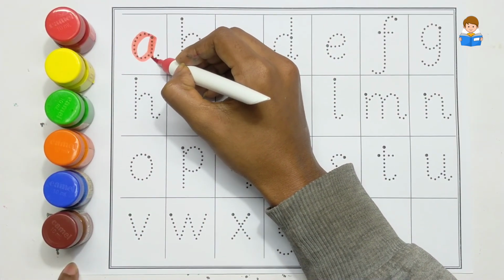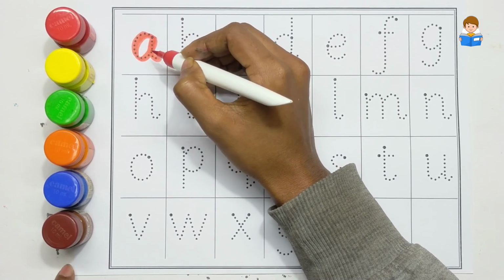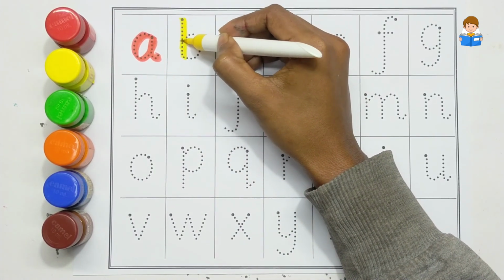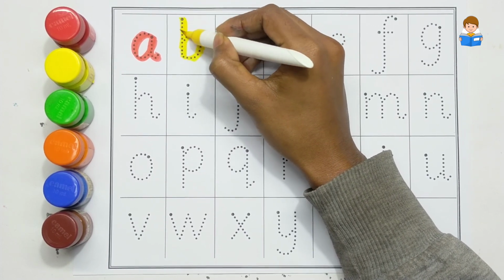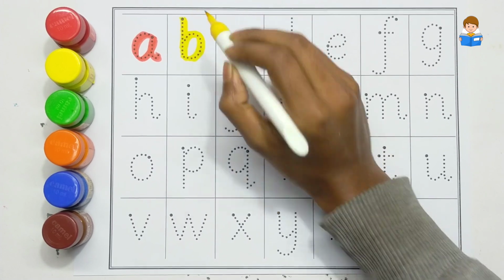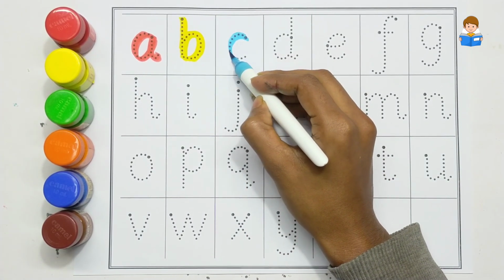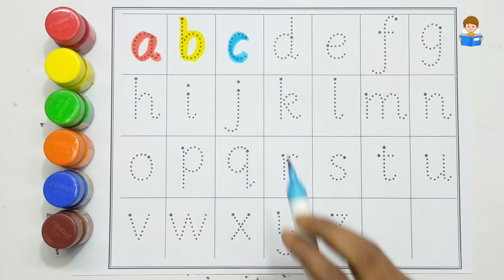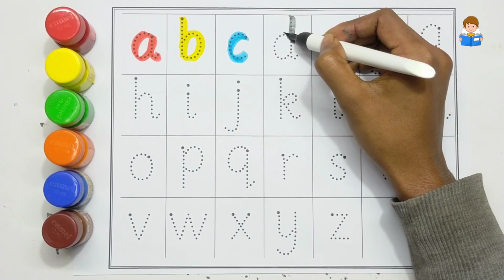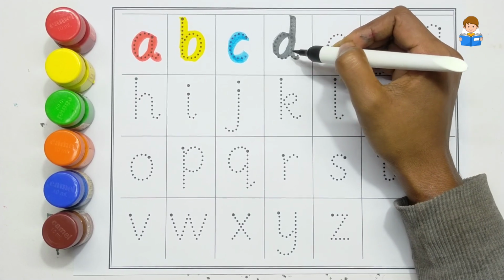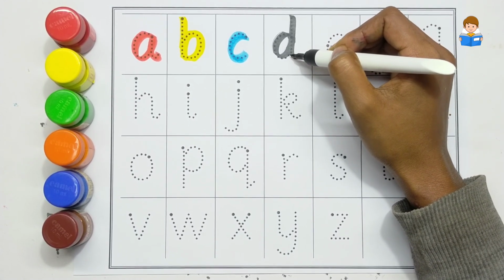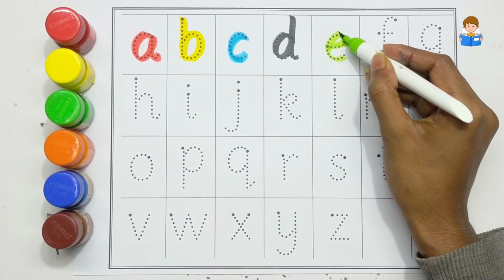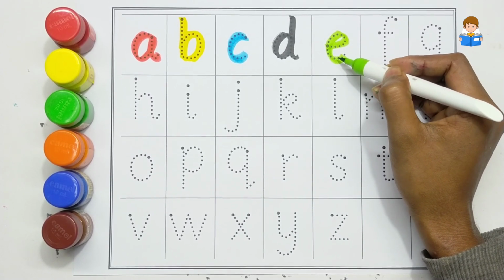A for airplane. B for bat. C for cow. D for donkey. E for egg.